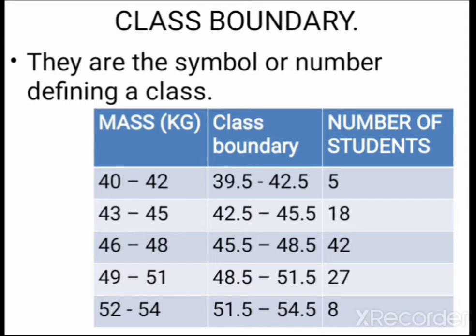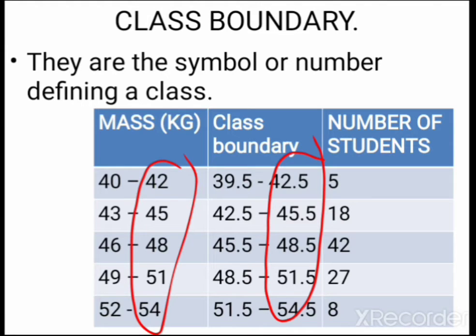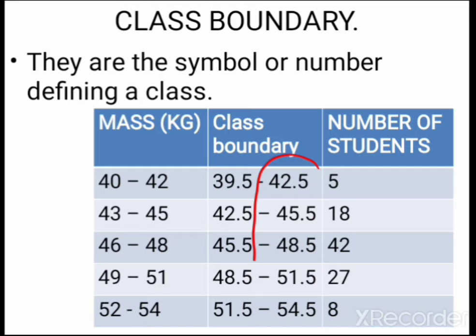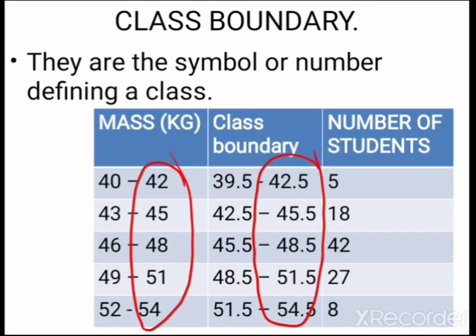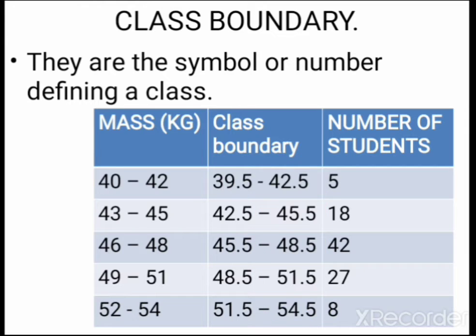Now let's go to the upper class boundary. This is the upper class boundary, and this is the upper class interval. Let me repeat myself. How do we obtain the upper class boundary? To obtain the upper class boundary, we add 0.5 to the upper class interval.